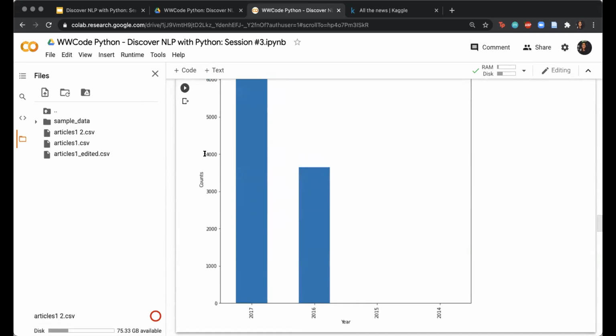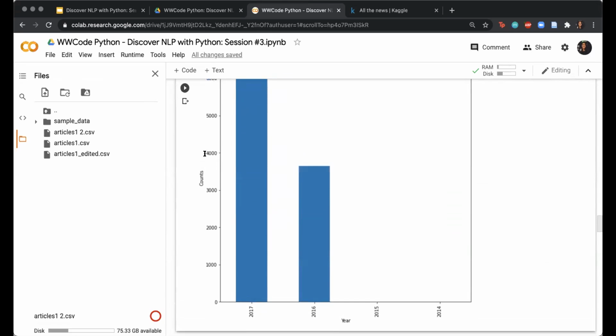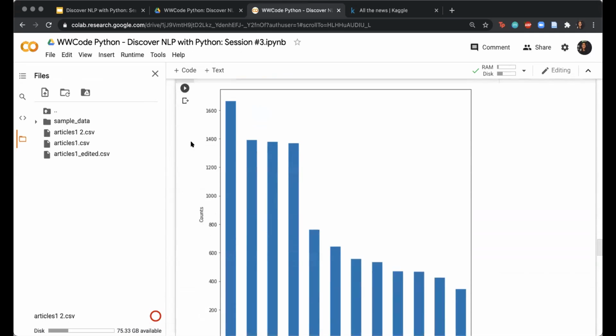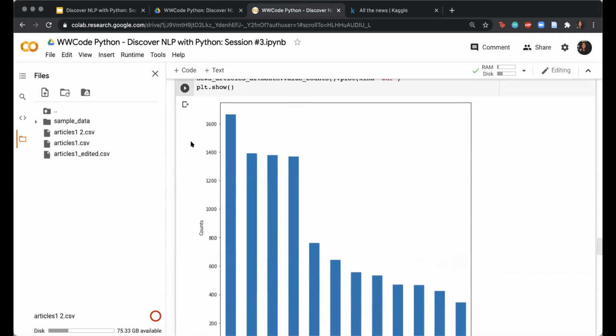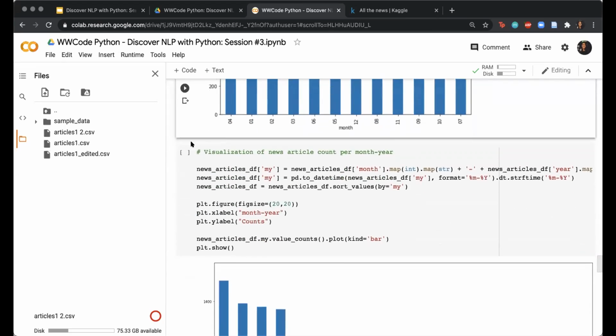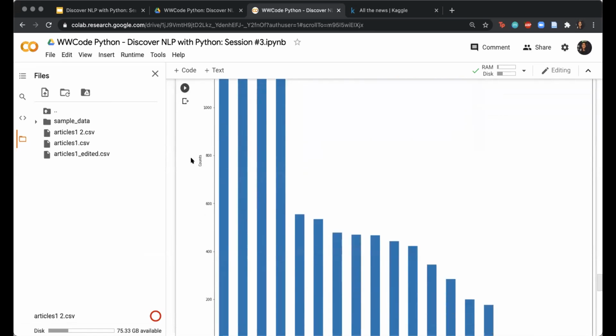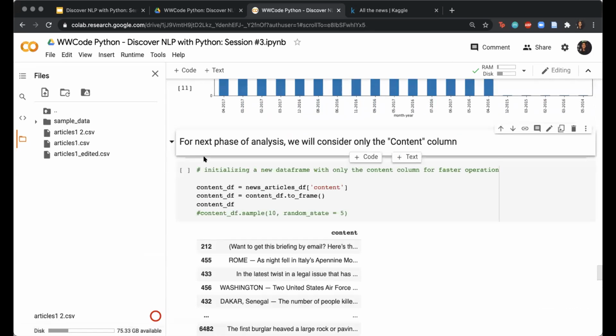So running this cell would tell us the publications per year. So 2017 saw the most publications, followed by 2016, and we don't have any record for 2015 and 14. Similarly, we are just going to check out the other values as well. Running the following cells as well, we are just going to see multiple combinations and how the columns and values are spread in the data.